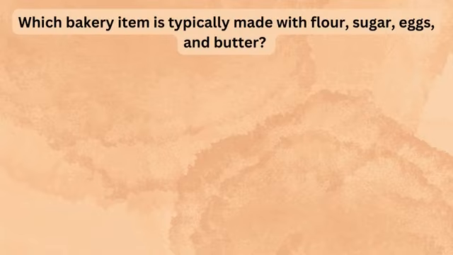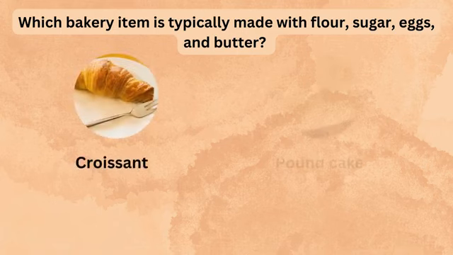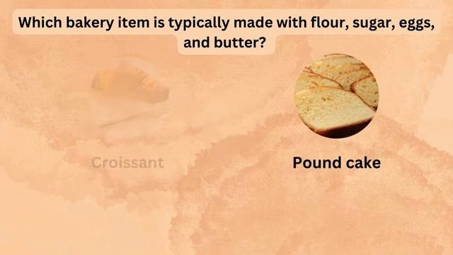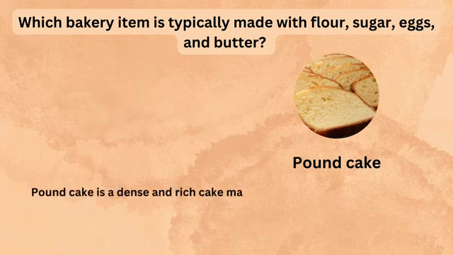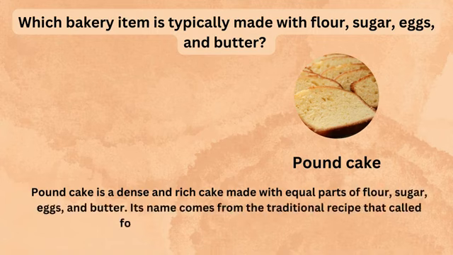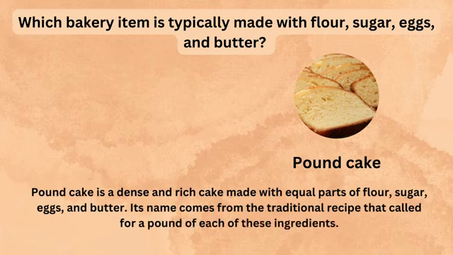Which bakery item is typically made with flour, sugar, eggs, and butter? Croissant or pound cake? Pound cake is a dense and rich cake made with equal parts of flour, sugar, eggs, and butter. Its name comes from the traditional recipe that called for a pound of each of these ingredients.